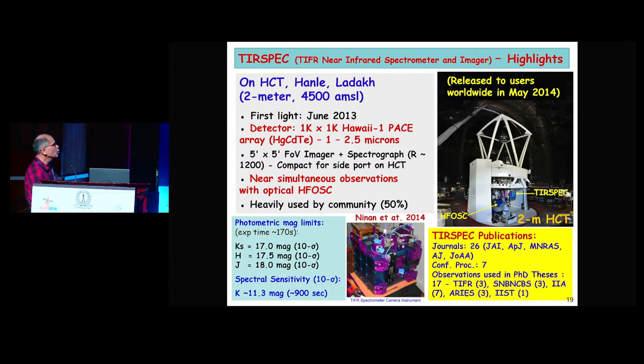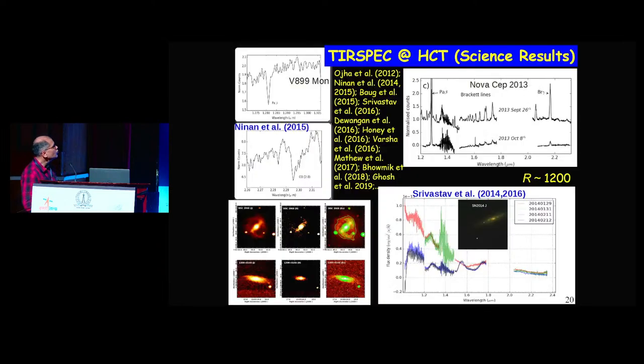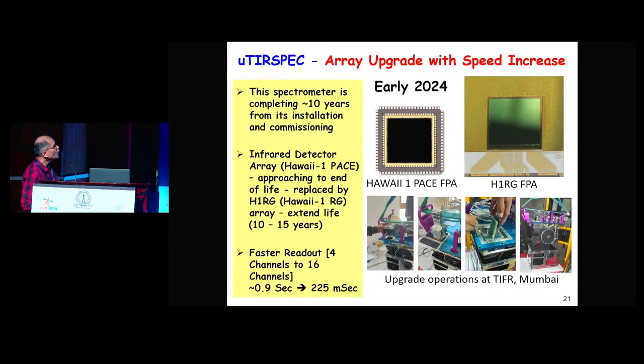And this camera has been used by many students for their PhD thesis work. This telescope is now used not only for galactic sources but also for extragalactic sources. These are just some representative examples, like imaging of galaxies, extragalactic sources, supernovae, and so on. Now we are upgrading this camera because this spectrometer has already completed 10 years of its lifetime, and particularly this detector lifetime is like 5 to 10 years.